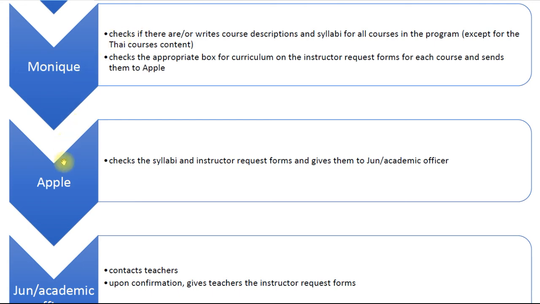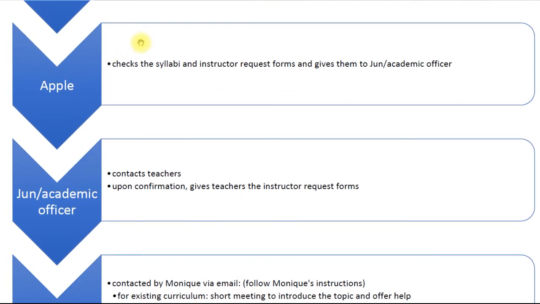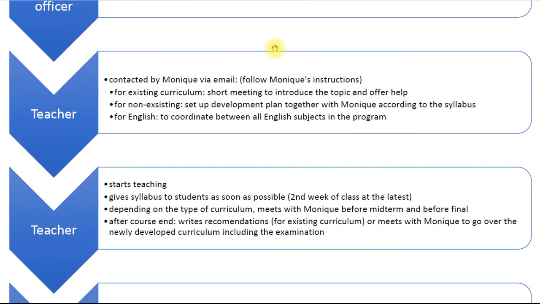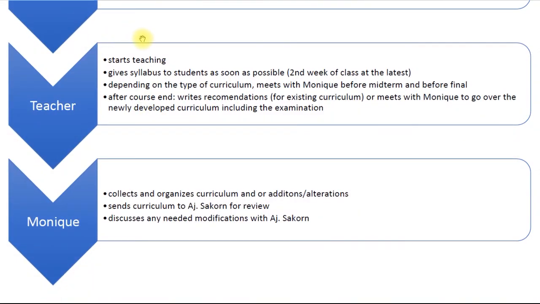After that, Apple and the academic office will check the teacher request forms and then select teachers, then contact the teachers to ask if they want the course. And upon confirmation, the academic officers will give the teachers the instructor request forms. They should have all the information they need. After that, the teacher will be contacted by Monique via email. And in this email should be instructions regarding curriculum and materials. And these three are as we've talked about before. After that, the teacher begins teaching.